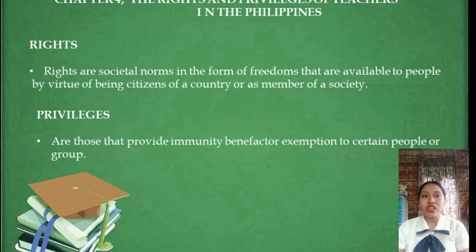Privileges are those that provide immunity, benefit, or exemption to certain people or groups. It is a special benefit or permission granted to an individual or a group based upon status, for example class, rank, title, or special talent. It also refers to exclusive rights that are available to a chosen few. The difference is that privileges are conditional and can be withdrawn, while rights are inherent and cannot be withdrawn.